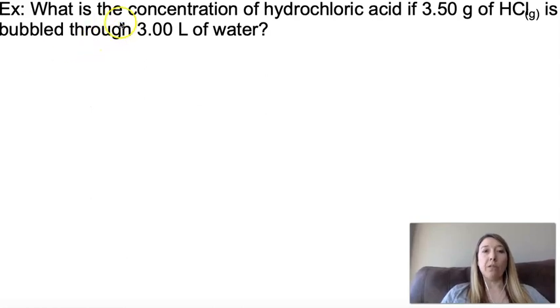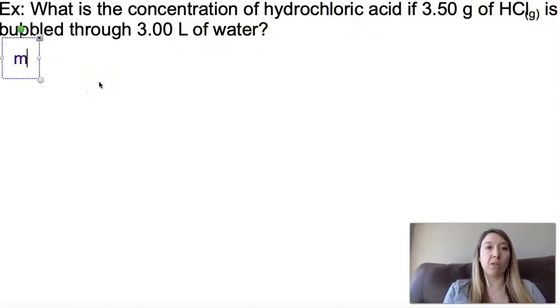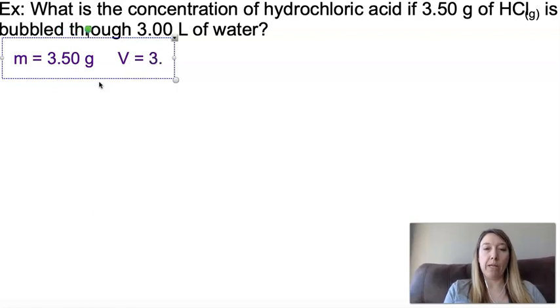Okay, so here we have our first example. What is the concentration of hydrochloric acid if 3.50 grams of HCl gas is bubbled through 3 liters of water? Okay, so we're going to start by listing our givens. We were given a mass as 3.50 grams. We are given a volume as 3 liters.